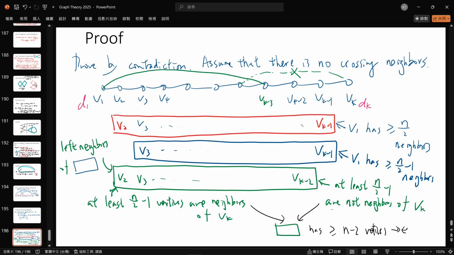Okay, so I'll just use D1 and Dk to denote the degrees of V1 and Vk. Last week we assumed that D1 and Dk are at least n over 2. Today we're going to relax this condition and assume that their degree sum is at least n.